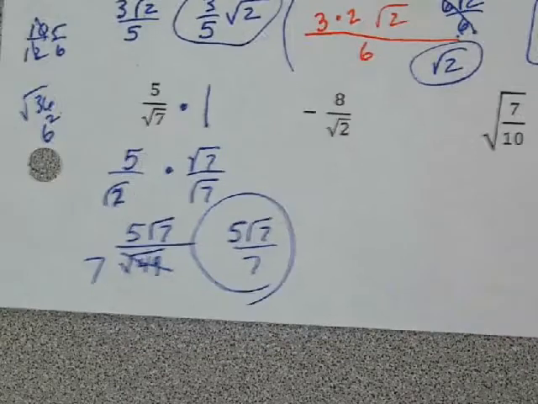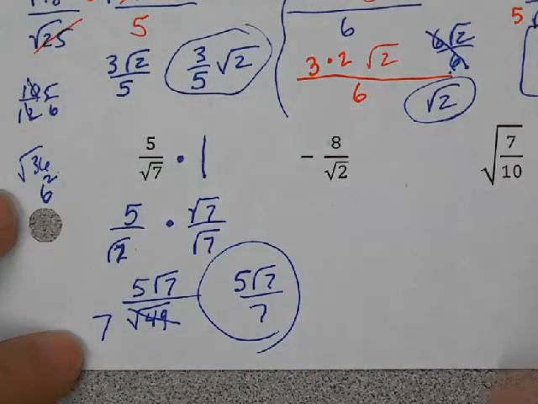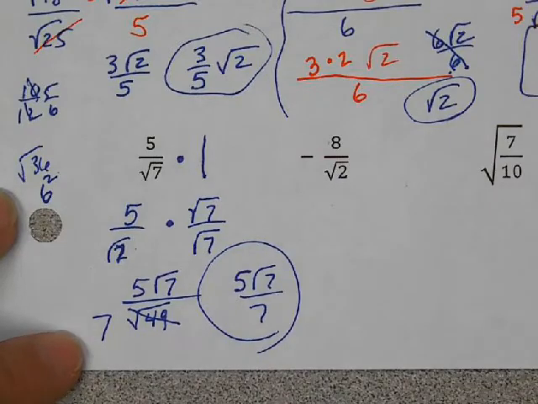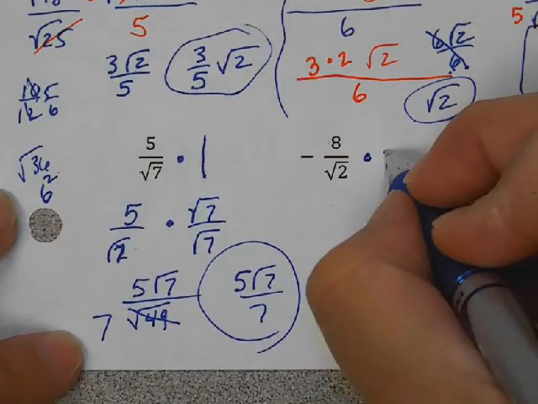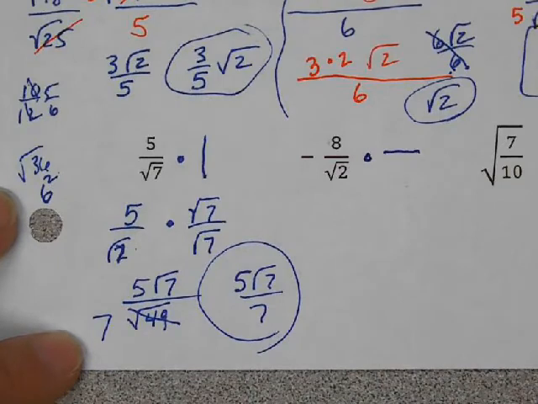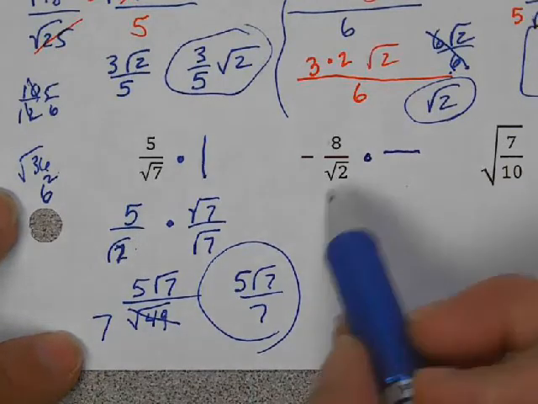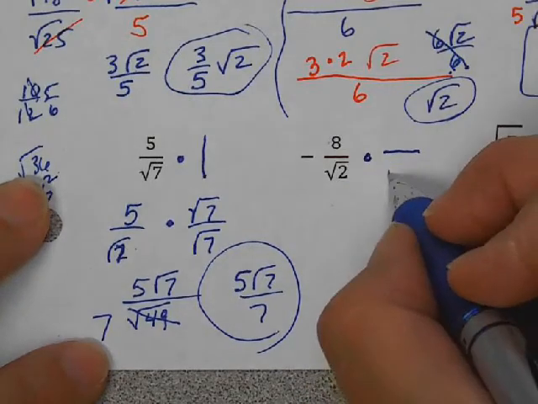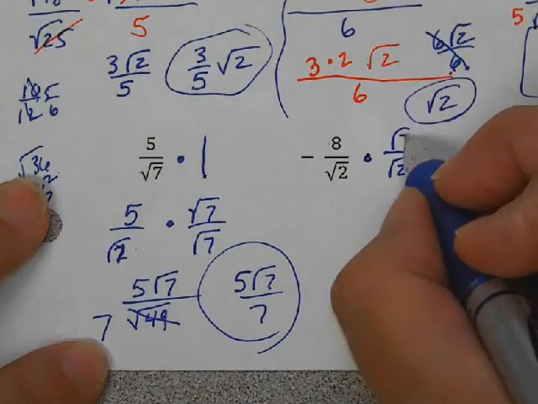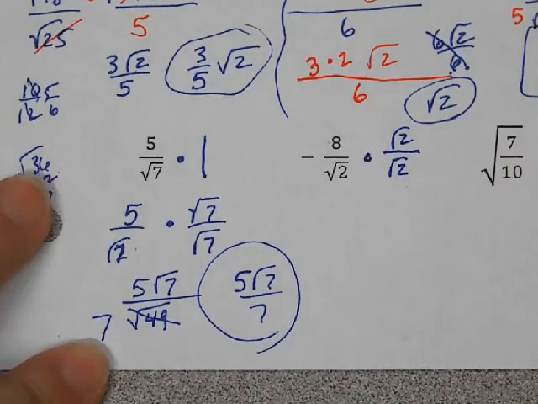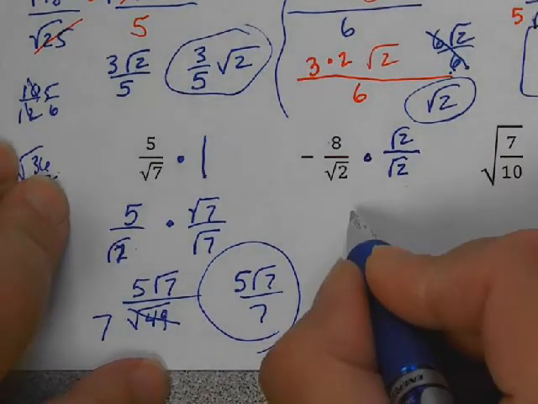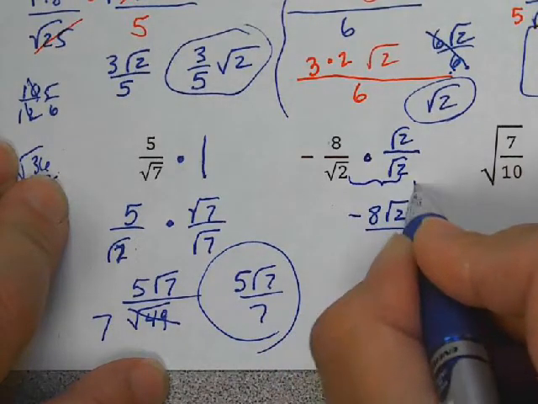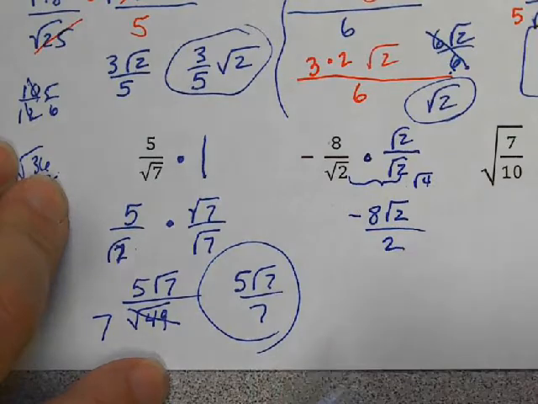Let's do another one like that. See how this one has an issue? You're not supposed to leave an answer with a radical in the denominator. So I'm going to multiply the big one, or the well-chosen one. I want to choose something that will get rid of a square root in the denominator. So I'm going to multiply this by the square root of 2 over the square root of 2. Because now I have on the top negative 8 square root 2, and on the bottom I have the square root of 4, which is just 2.